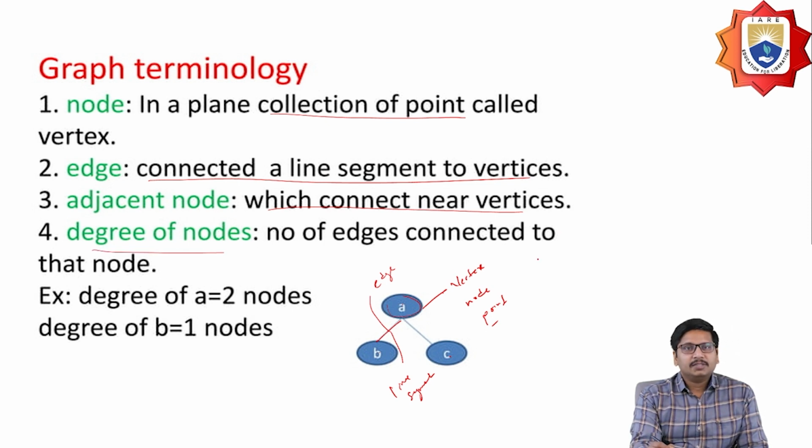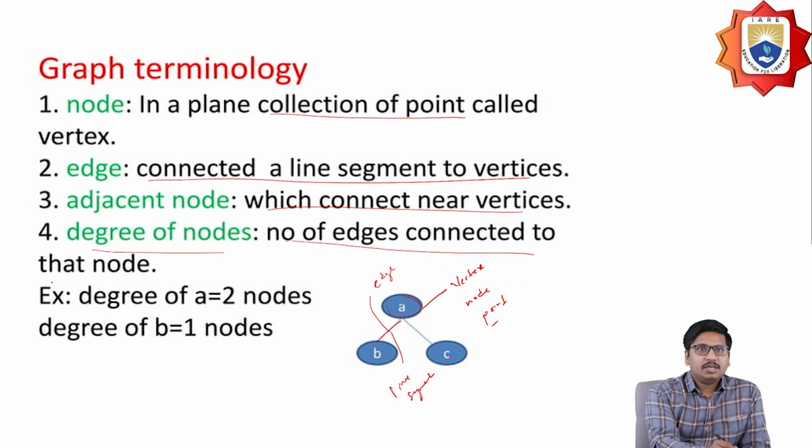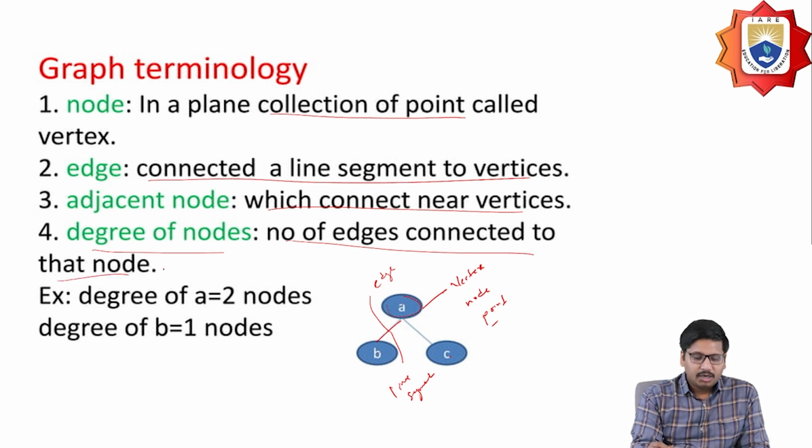The next one is degree of nodes. The degree of a node means the number of edges connected to that node. So in this case, what is the degree? It should be 1.